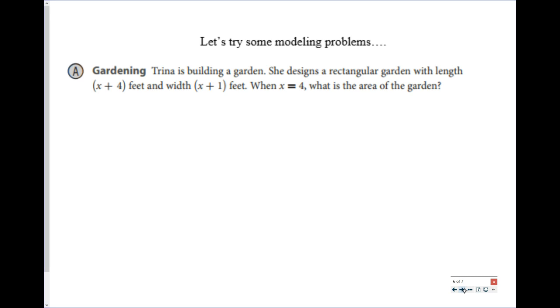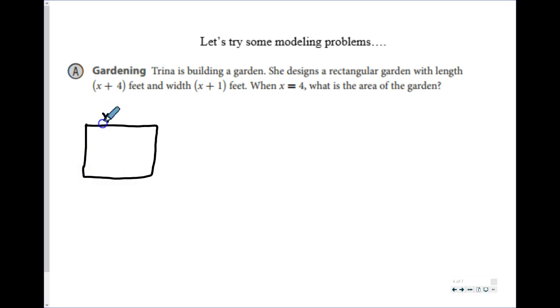Trina's building a garden. She designs a rectangular garden with a length of x plus 4 feet and a width of x plus 1 feet. When x equals 4, what's the area of her garden? So I always draw a picture, right? So let's draw her garden. She has a rectangular garden.